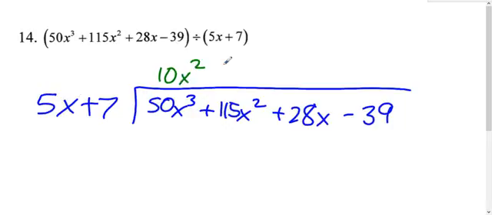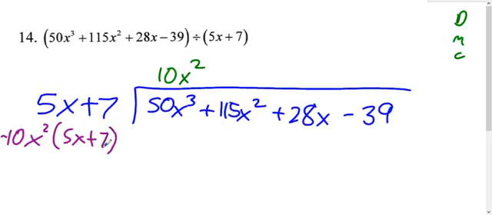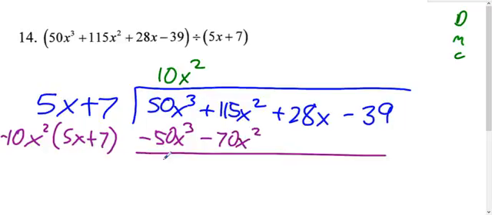Then multiply back. Remember, our steps are DMC. Multiply back. And when you do that, you want to change the sign. So negative 10x squared times 5x plus 7. And then C stands for combine. So that cancels out. 45x squared.